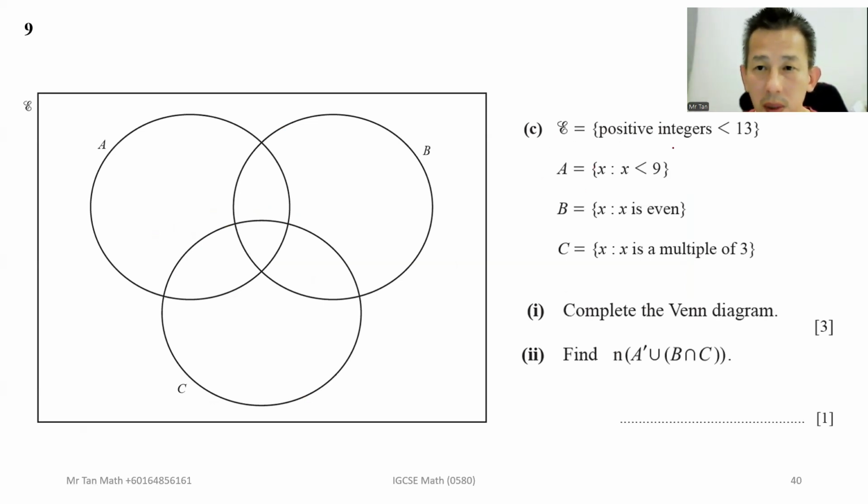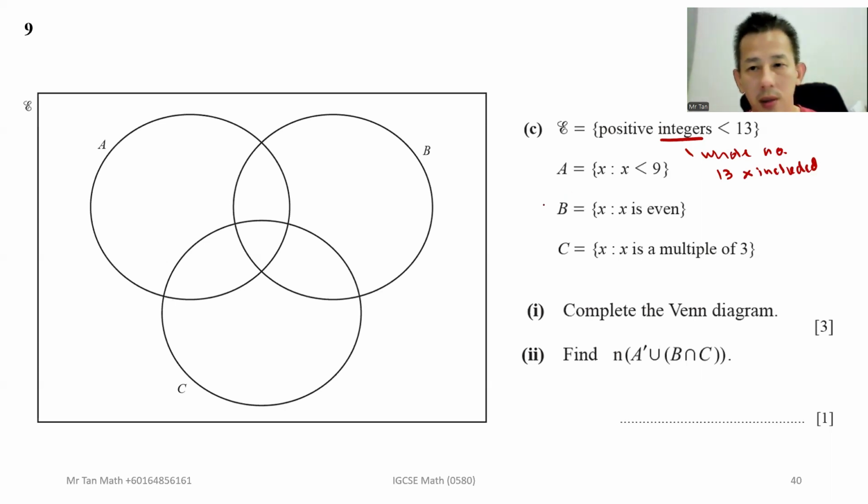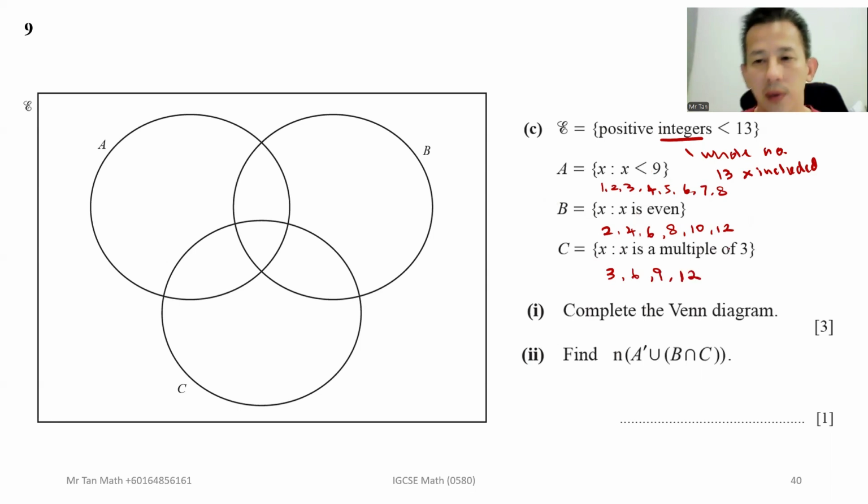Okay, the universal set is positive integers. Integers are whole numbers. Less than 13, so 13 is not included. A is x, which is less than 9, so 9 is not included. So 1, 2, 3, 4, 5, 6, 7, 8. B is x is even, so 2, 4, 6, 8, 10, and 12. C is multiples of 3: 3, 6, 9, 12.